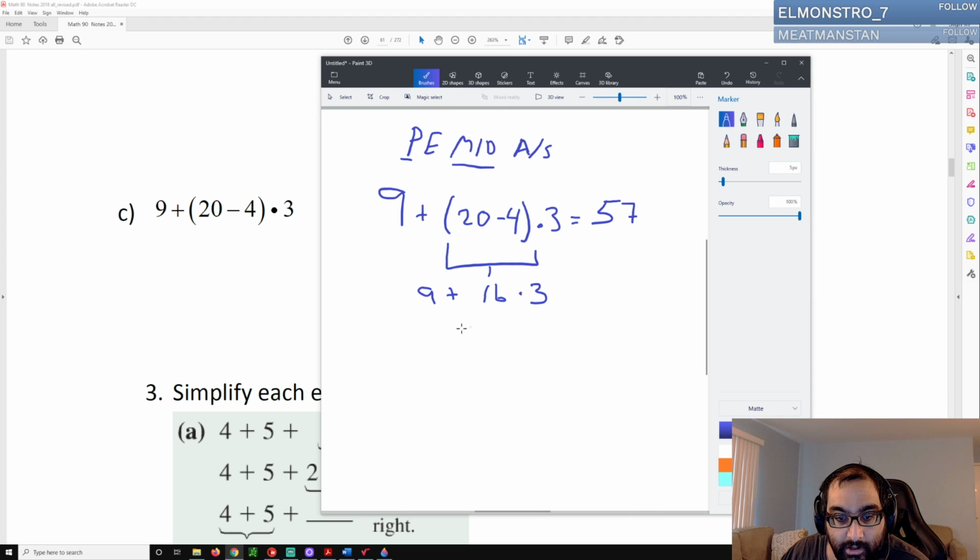So here we actually do 9 plus 16 times 3, which is 48. And then we go ahead and add those two together. And that's where we get 57 from in that instance.